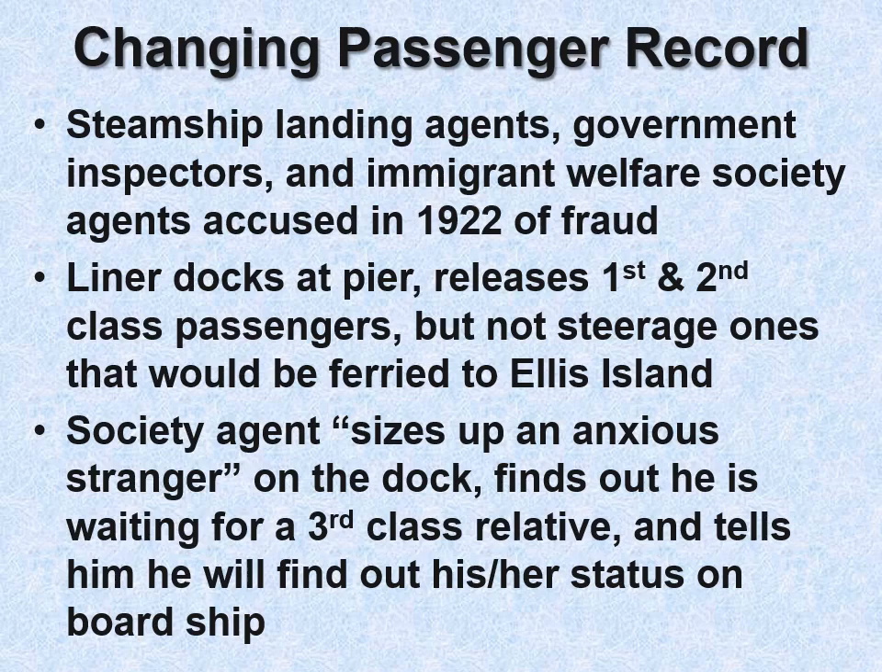So the scheme looks like this. The liner docks at the pier, releases the first and second class passengers. They're not going to go to Ellis Island, but the third class, the steerage ones, would be ferried to Ellis Island. The society agent on the dock sizes up an anxious stranger, finds out he's waiting for a third class relative and tells him that he'll find out whether his or her status is on board the ship.